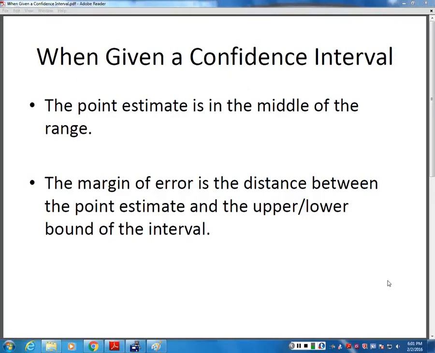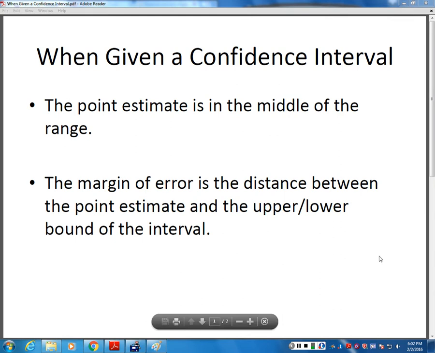Ready to talk to you about what to do when you are given a confidence interval and you want to find the point estimate and/or margin of error used to make it. Well, when you're given a confidence interval, keep in mind that the point estimate is in the middle of that interval. The very middle of a confidence interval is your point estimate. What's a point estimate? Well, a point estimate is either the sample mean, that's x bar, or the sample proportion, that's p hat.